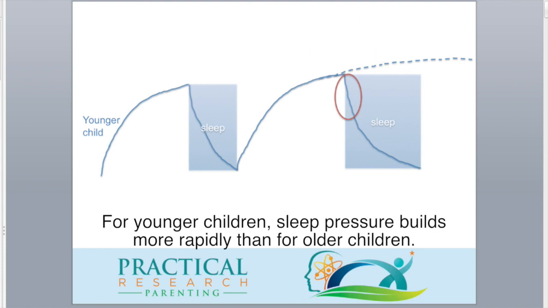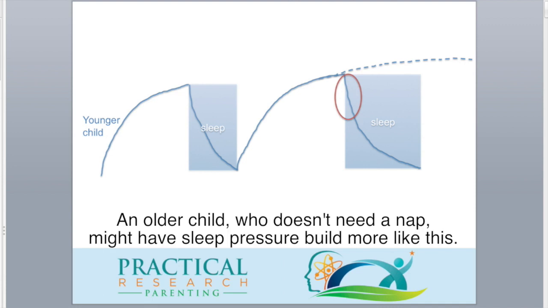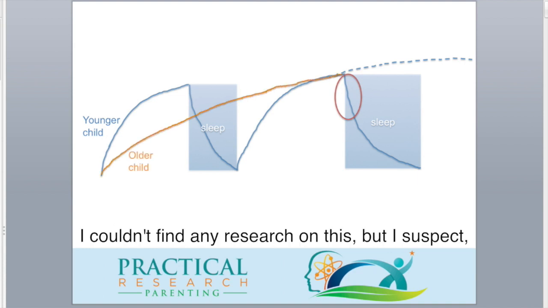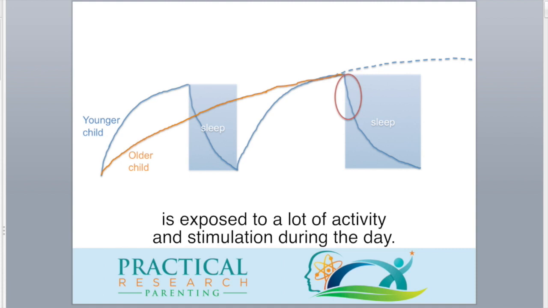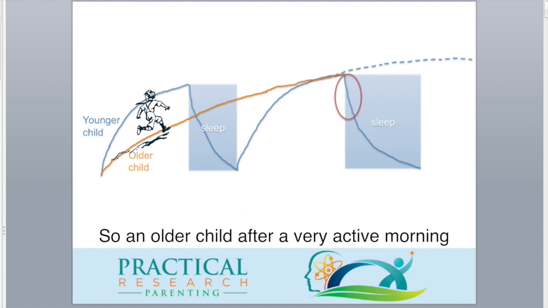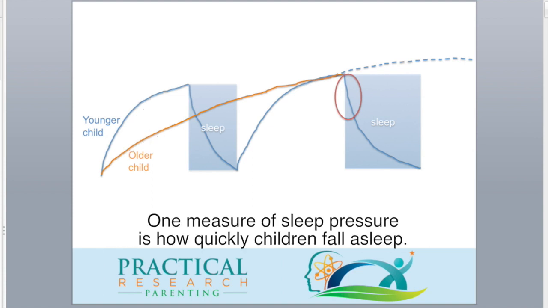For younger children, sleep pressure builds more rapidly than for older children. Thus, they need to nap during the day. An older child who doesn't need a nap might have sleep pressure build more like this. I couldn't find any research on this, but I suspect that sleep pressure also builds more rapidly when your child is exposed to a lot of activity and stimulation during the day. So an older child after a very active morning might have sleep pressure build up more similar to that of a younger child. One measure of sleep pressure is how quickly children fall asleep.